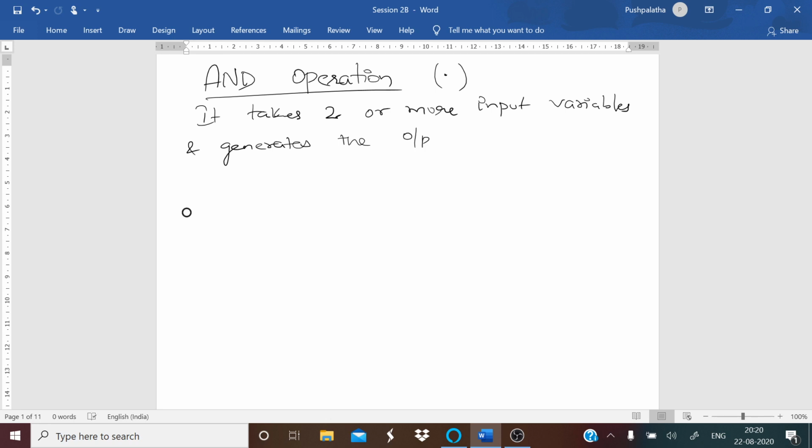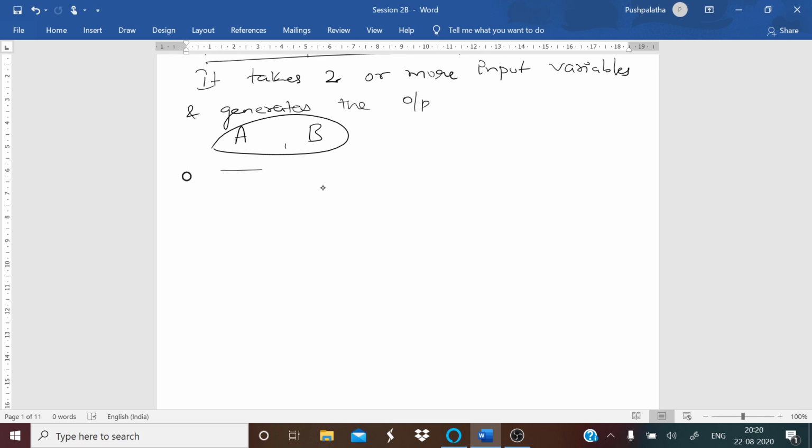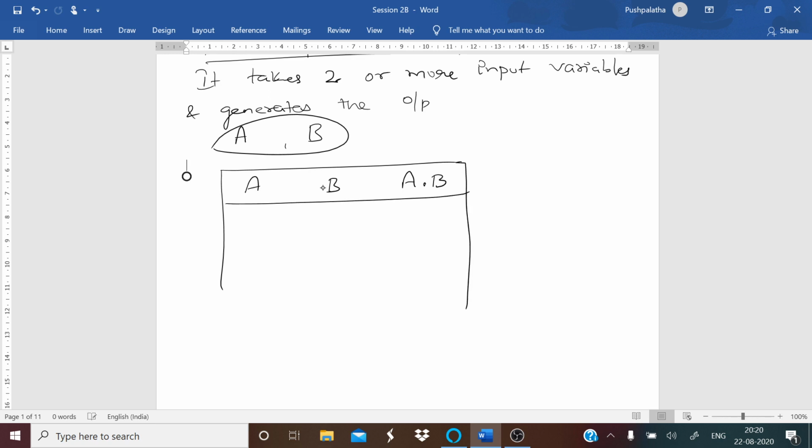So what is the logic in this? Let us just assume you have two variables A and B. What is the operation that is being performed? Let us learn in the form of a truth table, where you have all the possible operations. So you have A and you have B, and the operation is represented by A dot B.